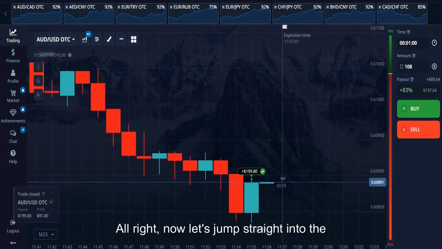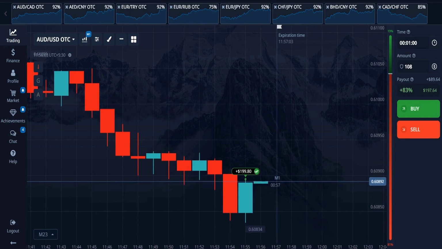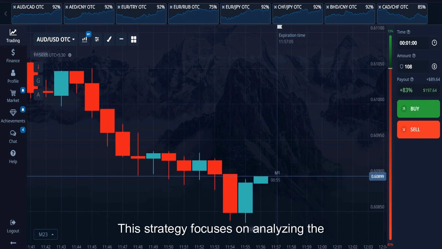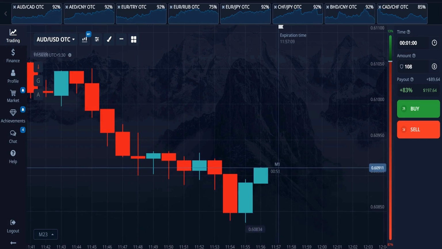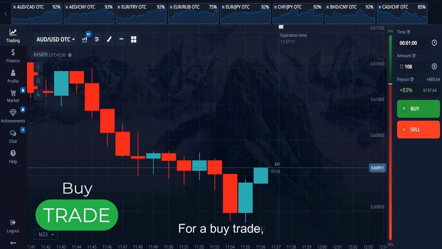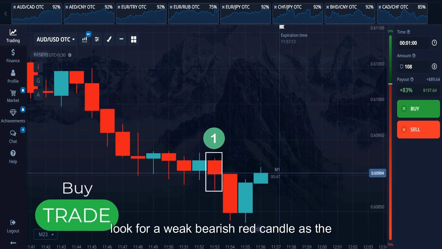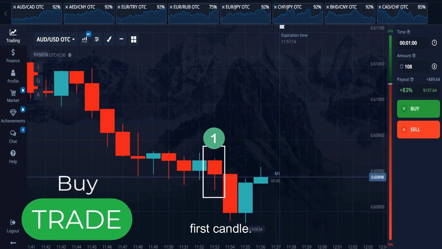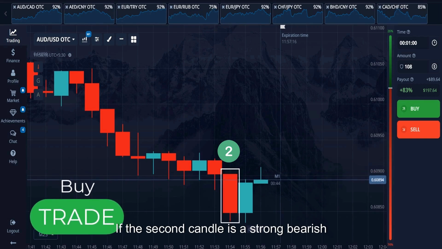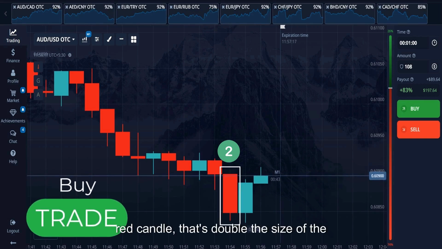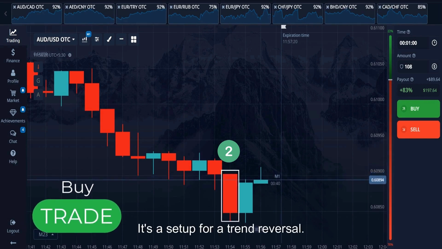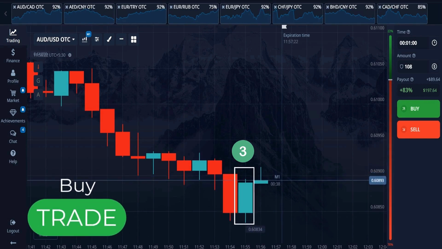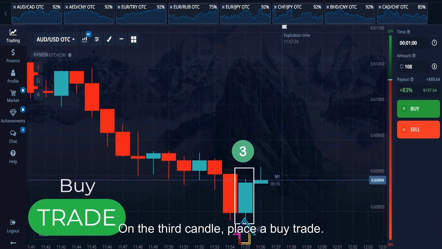All right, now let's jump straight into the strategy. This strategy focuses on analyzing the first two candles and then deciding whether to trade on the third candle. Here's how it works. For a buy trade, look for a weak bearish red candle as the first candle. If the second candle is a strong bearish red candle that's double the size of the first candle, or even larger, it's a setup for a trend reversal. On the third candle, place a buy trade.